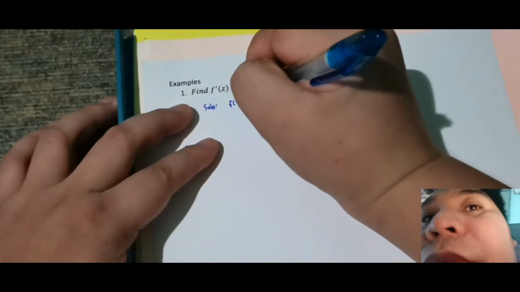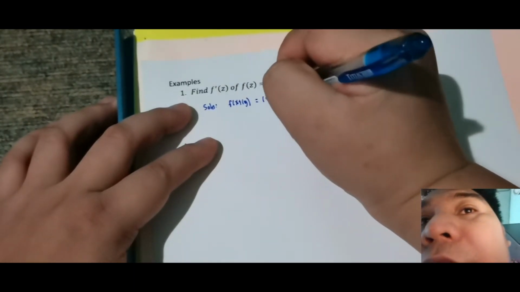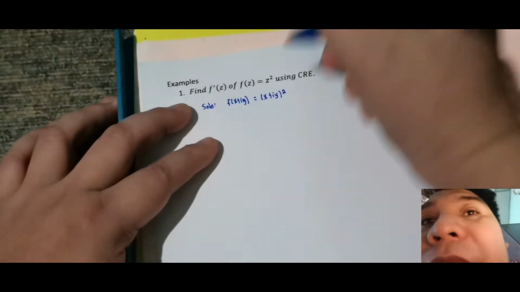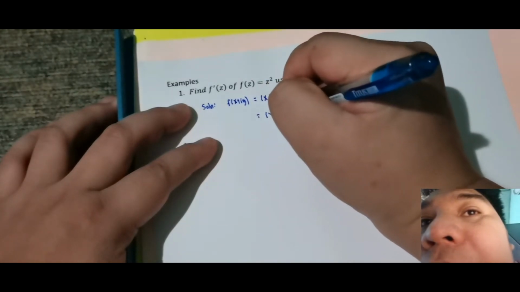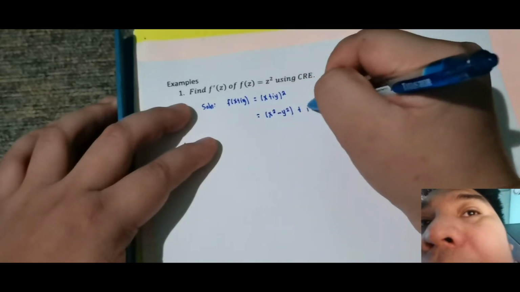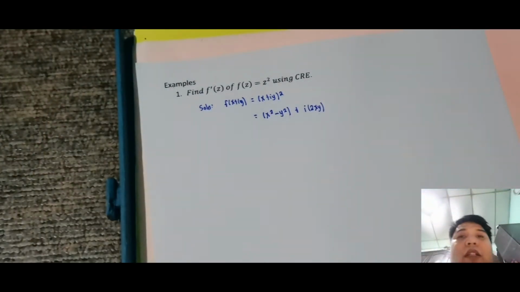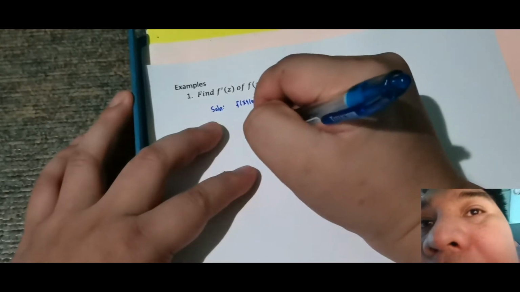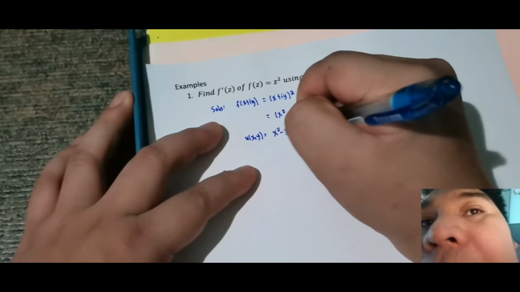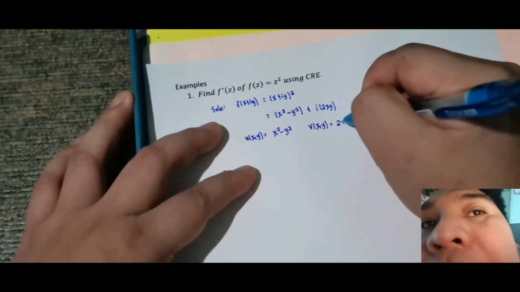So kunin mo si f of x plus iy. Okay, so obviously that is x plus iy raised to 2. Okay, then pag in-expand natin, that is equivalent sa x squared minus y squared plus i times 2xy. Okay, so kung naalala nyo, ayun yung kanya. So, lagay lang natin si u of x, y. Si u of x, y ay equal kay x squared minus y squared. Si v of x, y ay equal kay 2xy.